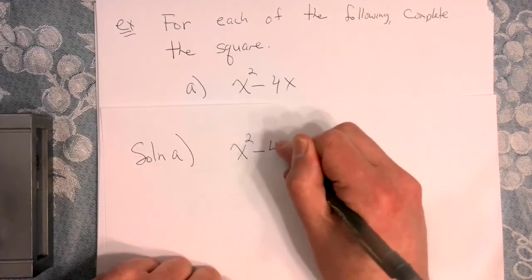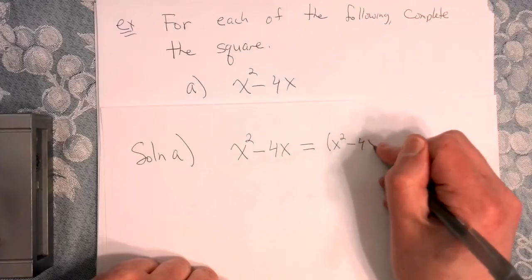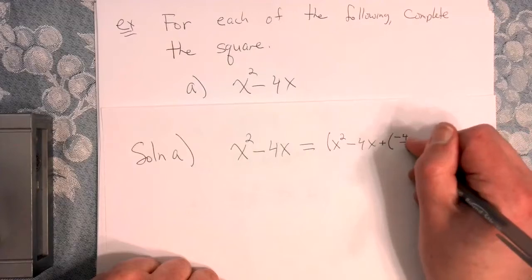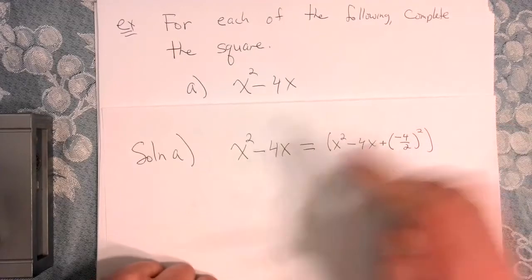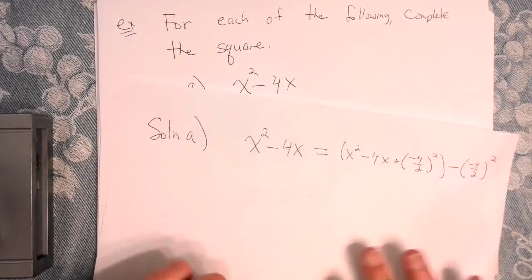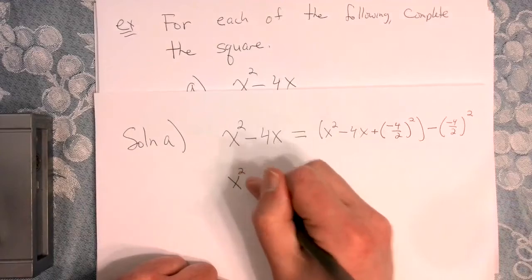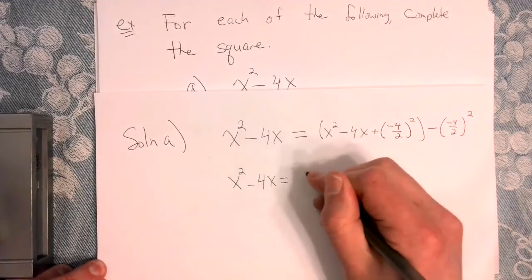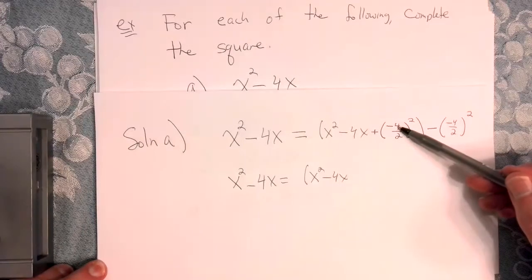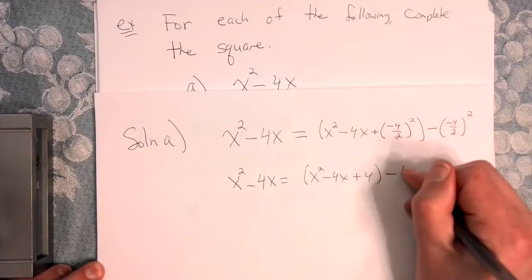Okay, so for the first one, we want to take half the linear coefficient. So we're going to take half of this and square it. We're going to add half of that squared, and then for balance, I also subtract half of that squared. Okay, so let's simplify that. That's going to give us x squared minus 4x, this is going to be negative 2 squared, which will be positive 4, and then this will be minus 4.